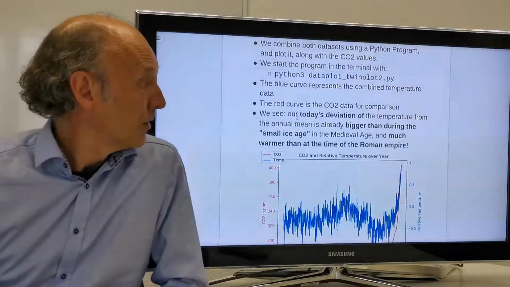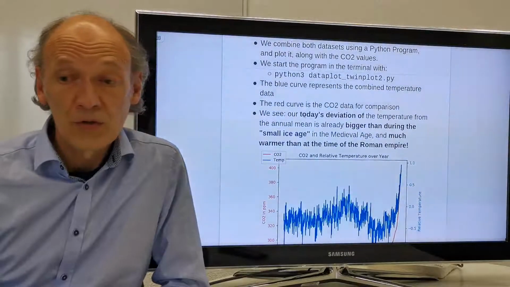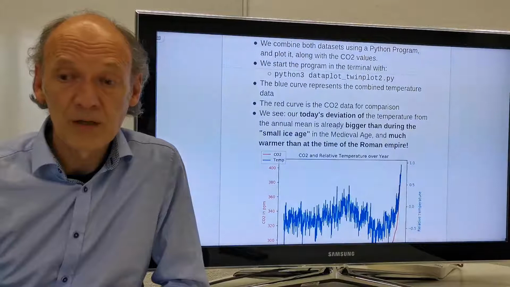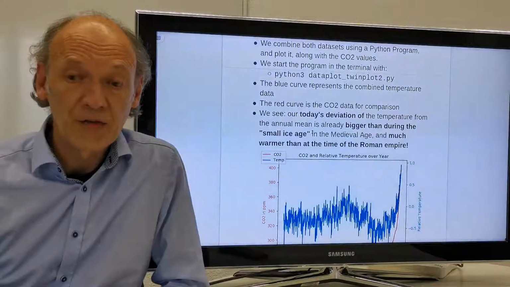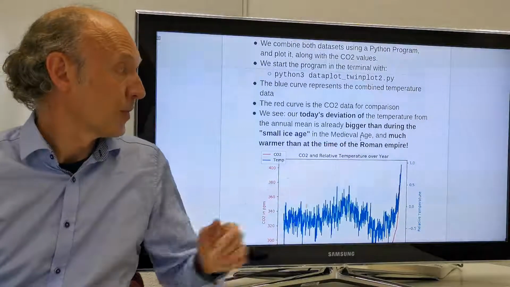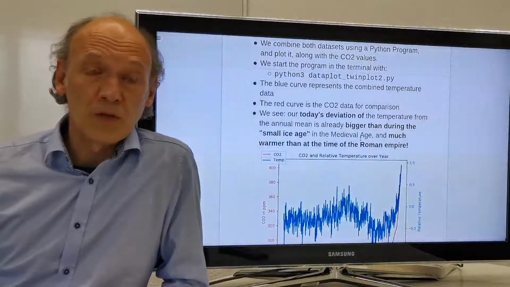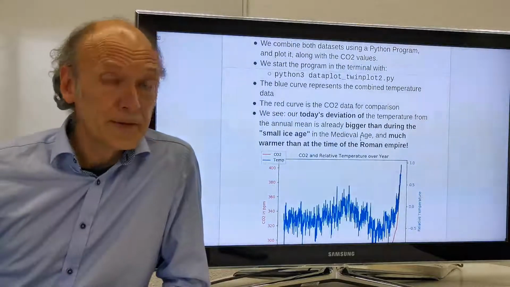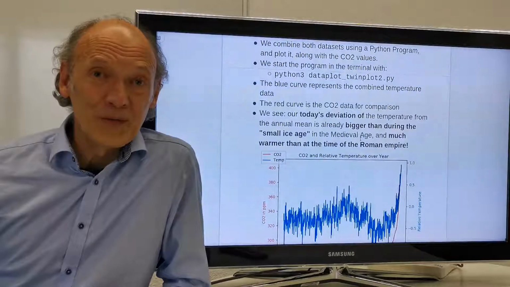Right? And we see that today's deviation of the temperature from the annual mean is already bigger than during the small ice age in the medieval time, and much warmer than at the time of the Roman Empire. So sometimes I heard comments, oh yeah, the Romans also had it warm. Actually, when we look at the data, they had it warm, but not as warm as today, right?